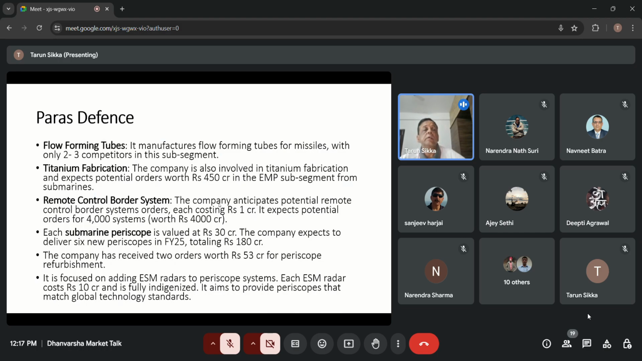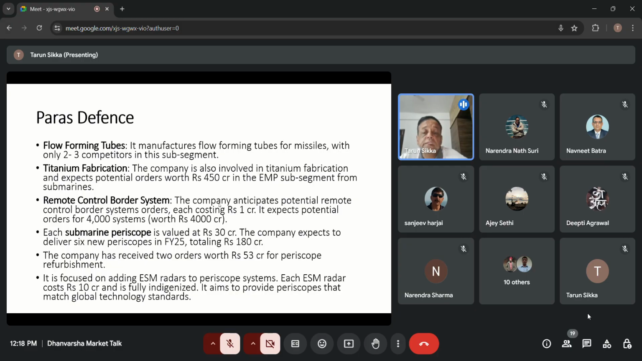Now, the key areas they are working on are flow forming tubes. It manufactures forming tubes for missiles with only two to three competitors in this subsegment. Titanium fabrication. The company is also involved in titanium fabrication and expects potential orders worth 450 crore in the EMP subsegment from submarines. A remote control border system. The company anticipates potential remote control border system orders, each costing a crore rupees. So it expects a potential order of 4,000 systems worth 4,000 crore.